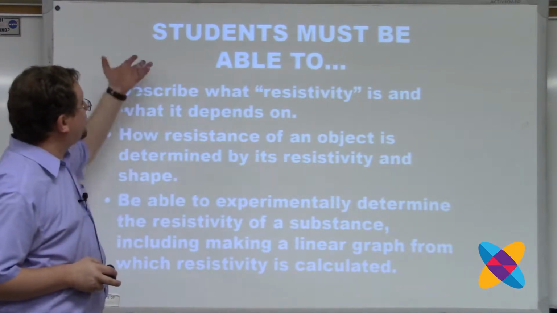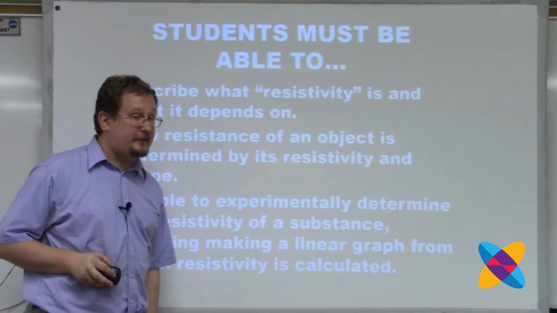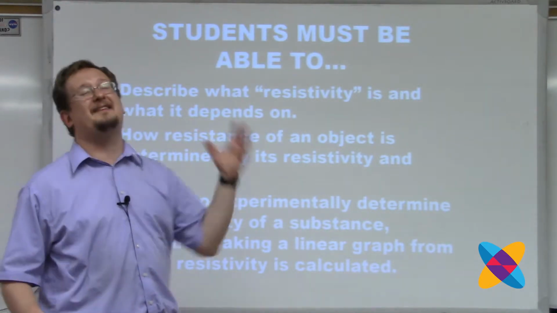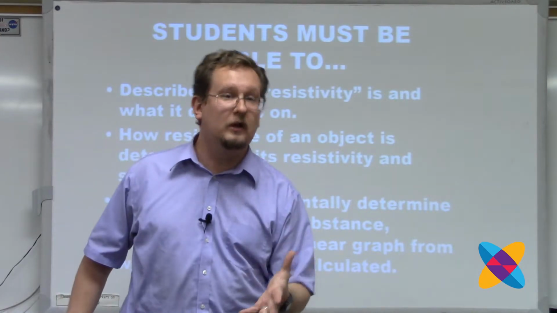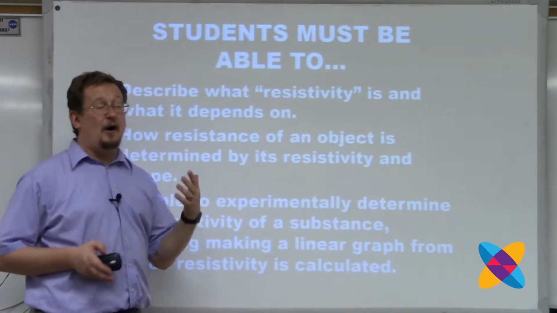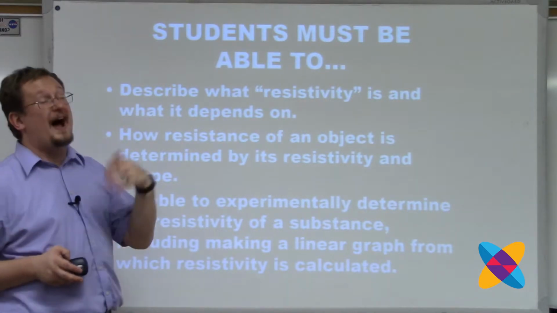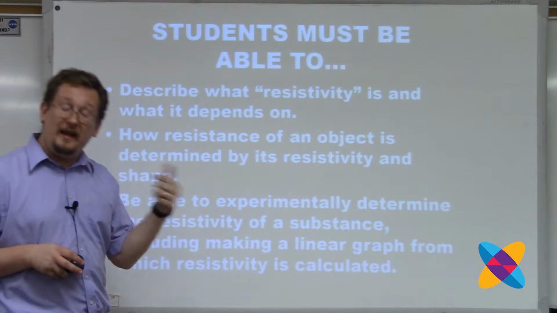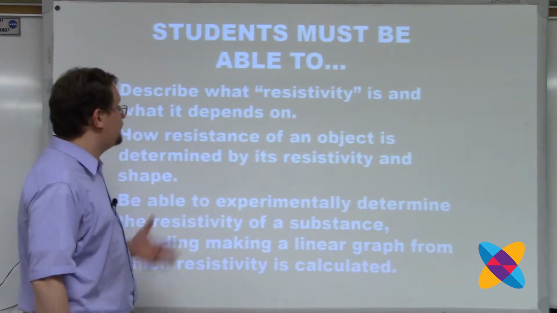All right, something students have got to be able to do in AP Physics 2. They've got to describe what resistivity is and what it depends on. It's just a property of a material, not an object, a material that describes and measures how easily, if it's low, or how difficult, if resistivity is high, charges can move. How easy or hard is it for the charge to move through the material?